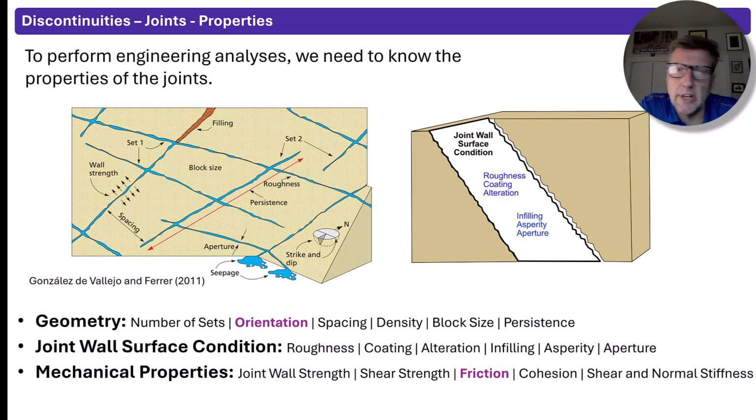To perform our engineering analyses and understand the behavior of a rock mass, we need to know the properties of the joints. I like to group joint properties into three broad categories: geometry, joint wall surface condition, and mechanical properties. As you can see by this slide, there's a number of joint properties spread throughout these three categories that we really need to understand for rock mechanics and rock engineering. However, for our kinematic analysis, we need to know the orientation of the joints and their friction angle.